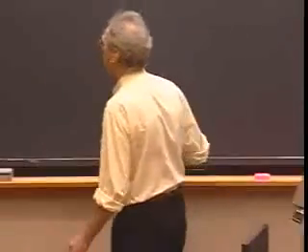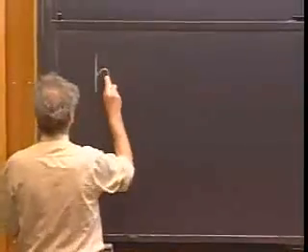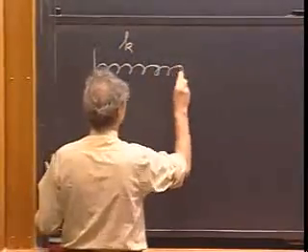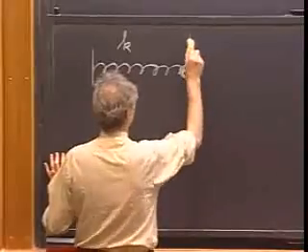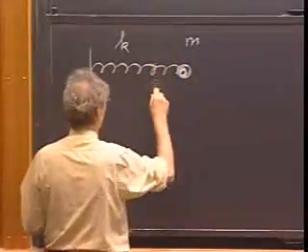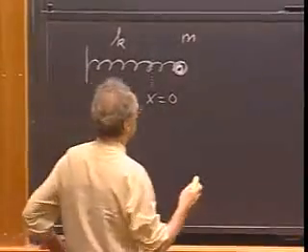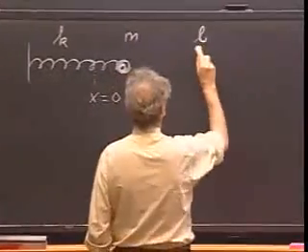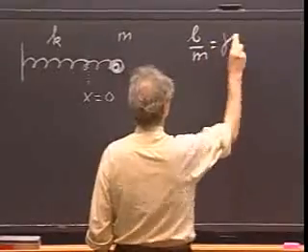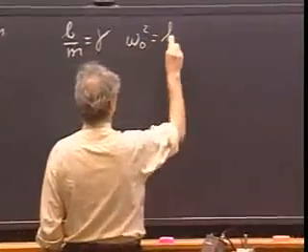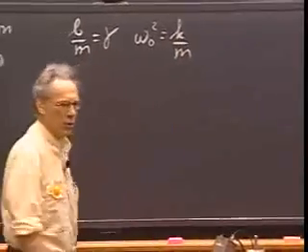And let's start with a simple example that I have here. A spring with spring constant K and an object of mass M. Let this be the equilibrium position, x equals 0. There will be damping. I will introduce again B over M equals gamma, and omega 0 squared equals K over M. We've seen this before. There's the shorthand notation.